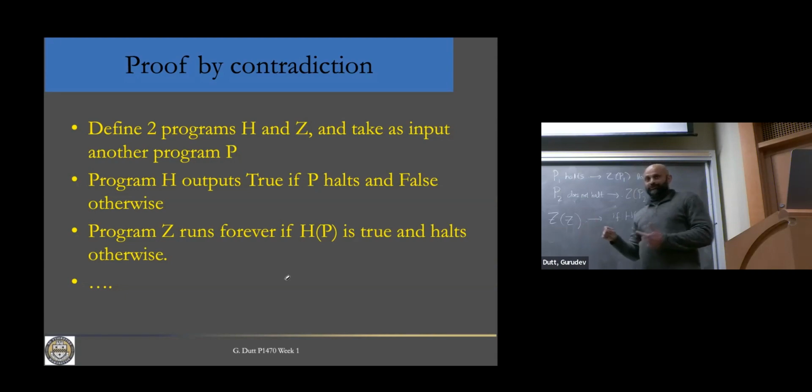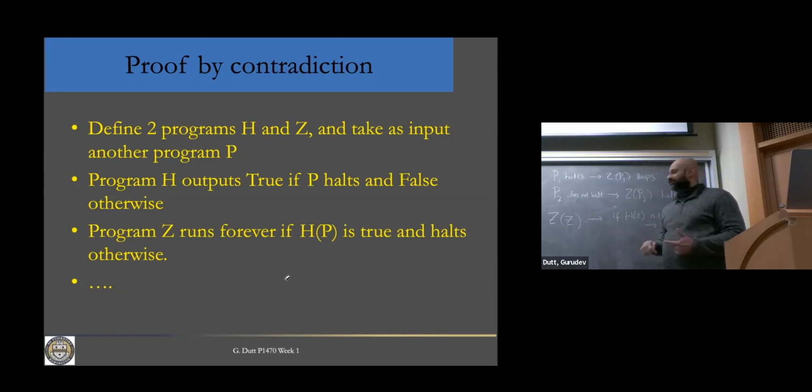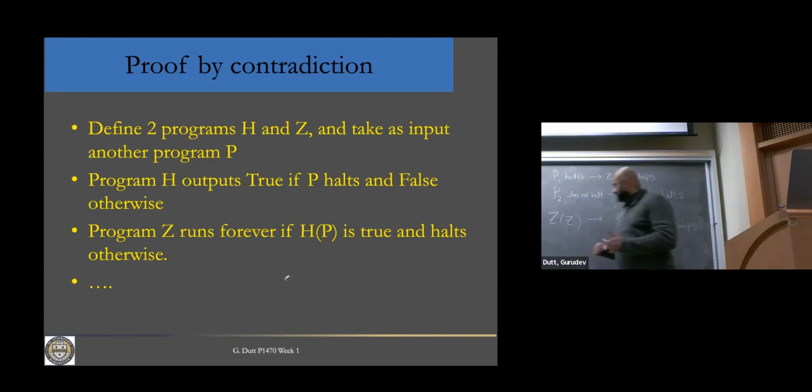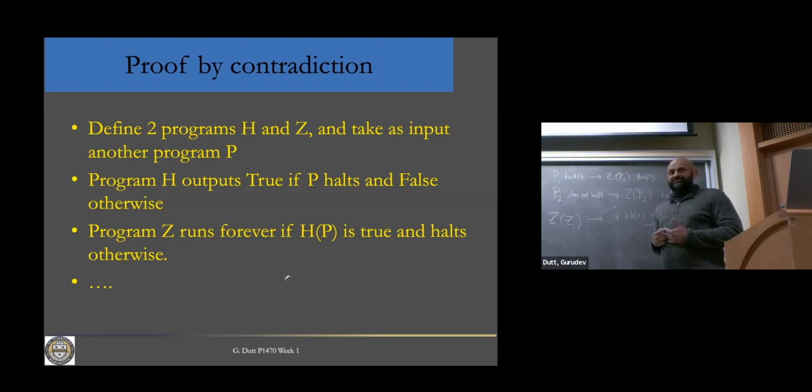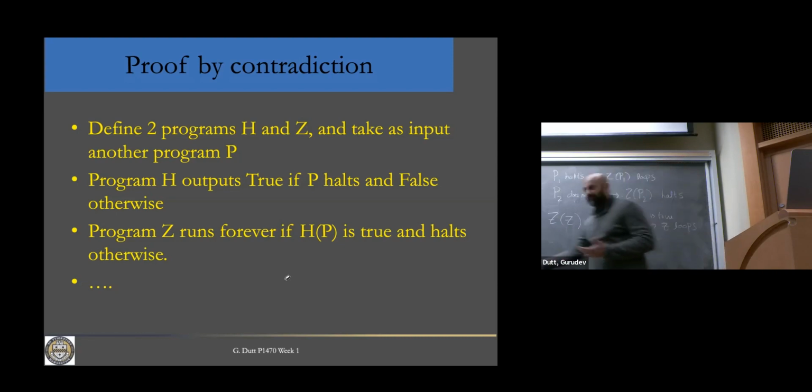And the converse is hopefully obvious, right? If H of Z is false, that means Z is supposed to loop forever. Well, Z will return and stop running, so it will halt. So that's the contradiction. That means we cannot have a program that exists like this.